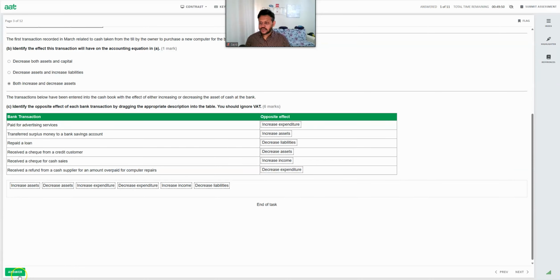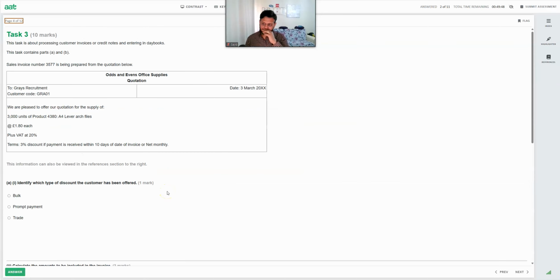All right, let's move to the next one. The next one we have is task 3. Let's have a look at what we have here. 10 marks. It says this task is about processing customer invoice and credit note and entering the day book. Day book means we have a purchase day book, a sales day book, discount allowed day book, discount received day book. We have different day books.